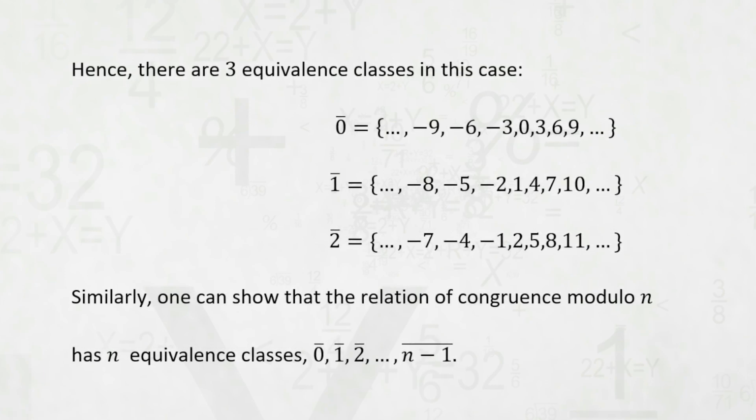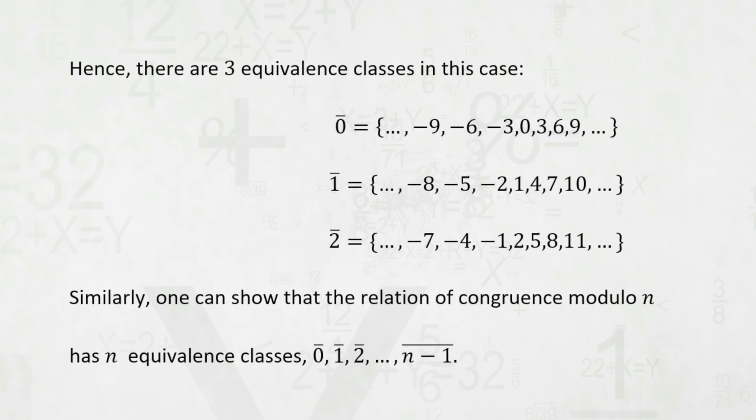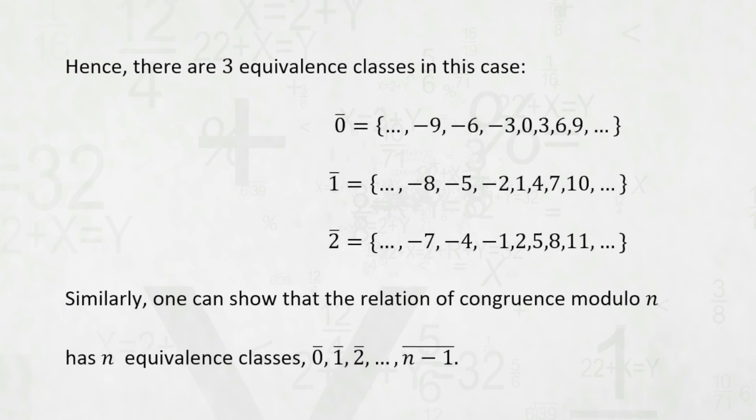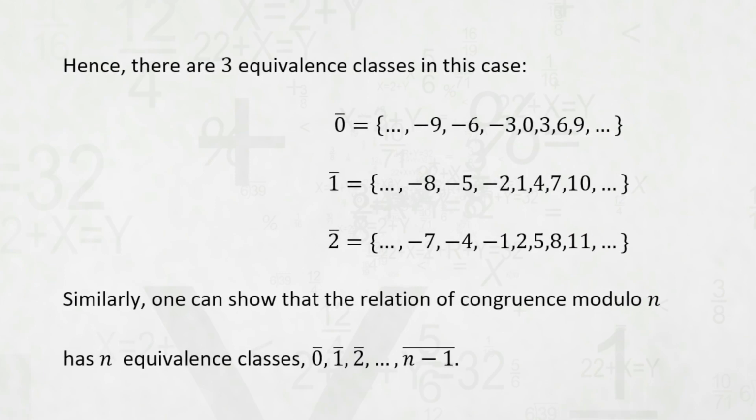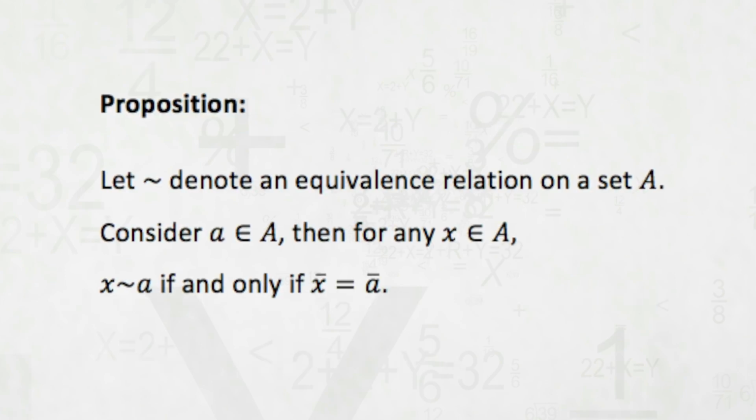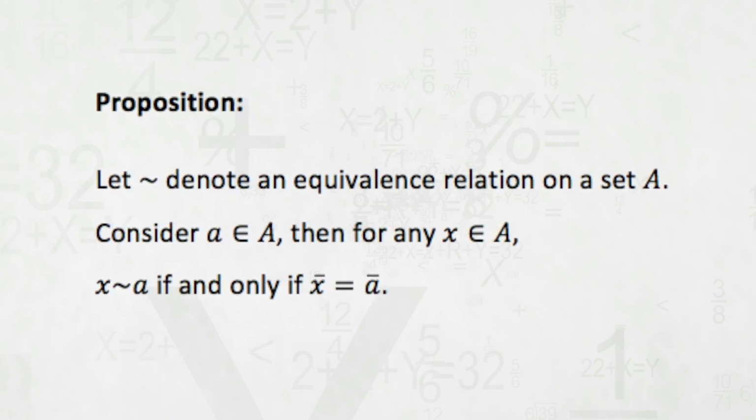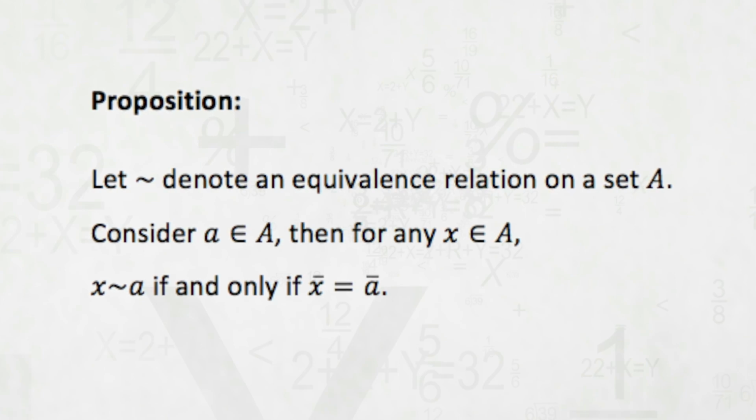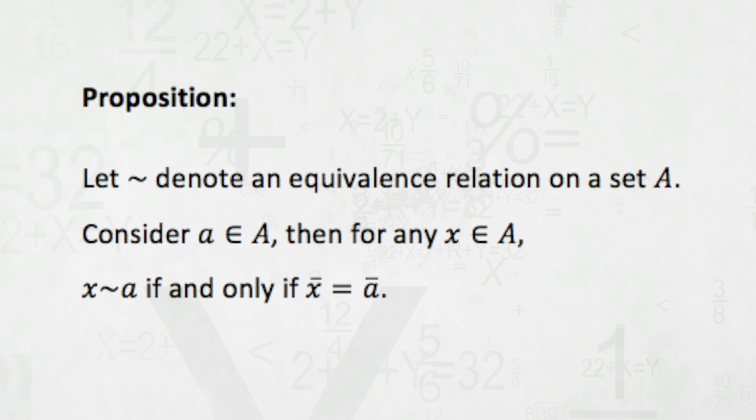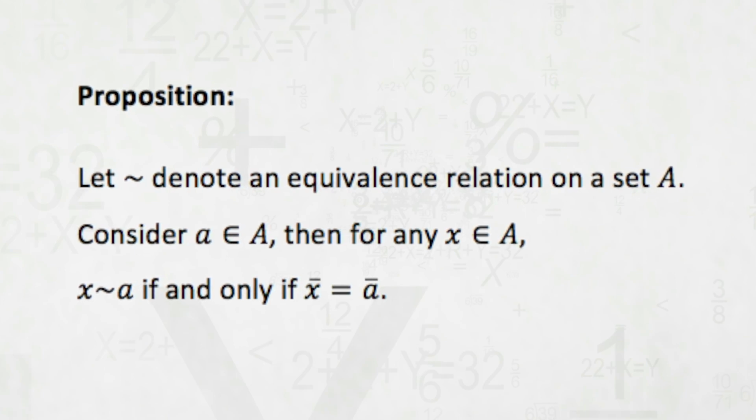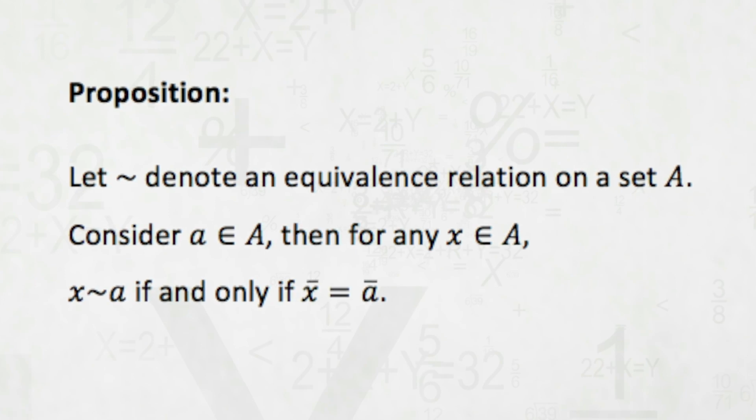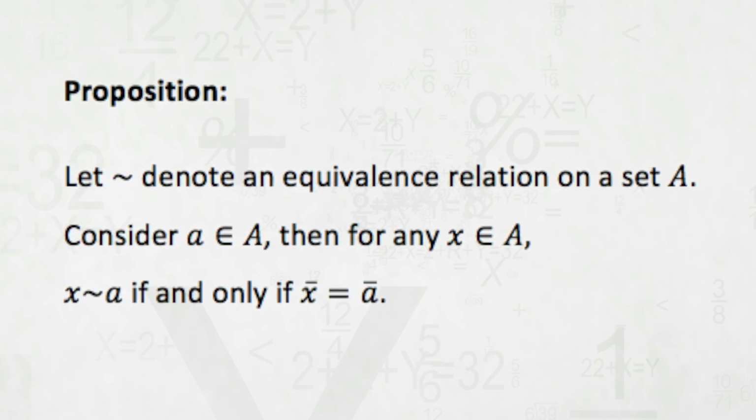Similarly, one can show that the relation of congruence modulo n has n equivalence classes: 0 bar, 1 bar, 2 bar, and so on up to n minus 1 bar. We shall see a proposition now. Let tilde denote an equivalence relation on a set A. Consider a belonging to A. Then for any x belonging to A, x tilde a if and only if x bar is equal to a bar.